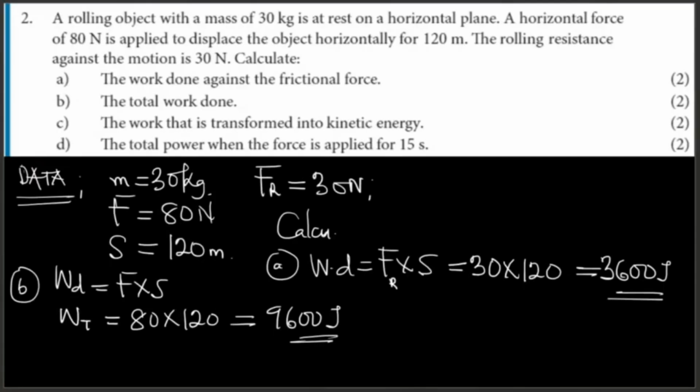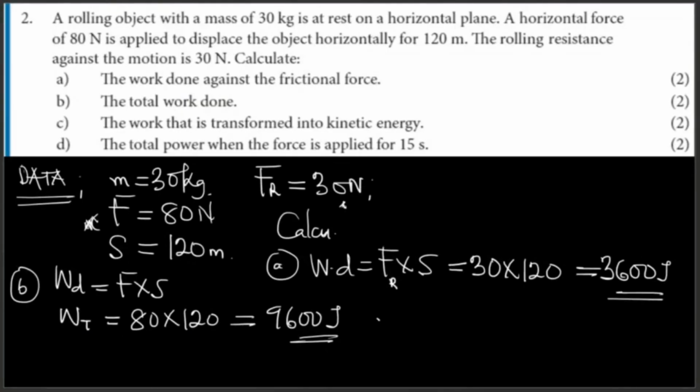The C part, the work that is transformed into kinetic energy. Yes, then you subtract 30 from 80. The work done is force times distance. So the force is going to be the effective force. So the force that has been transformed into kinetic energy is when you subtract this horizontal force minus this resistance force, that you multiply by distance.